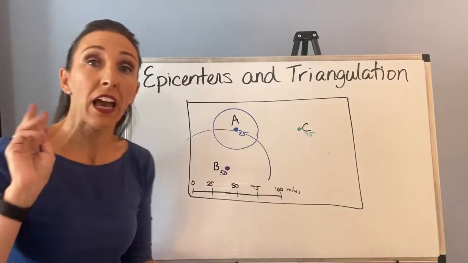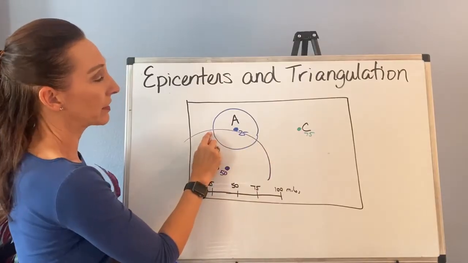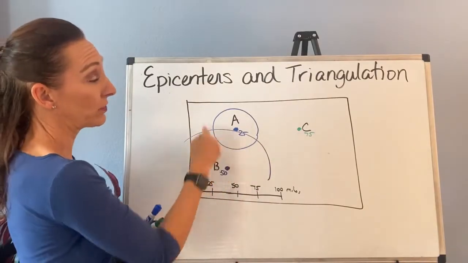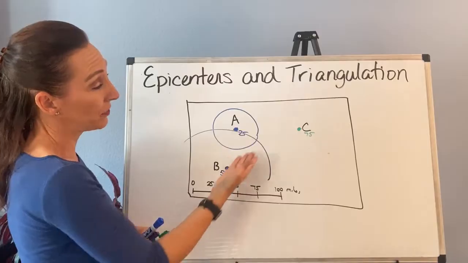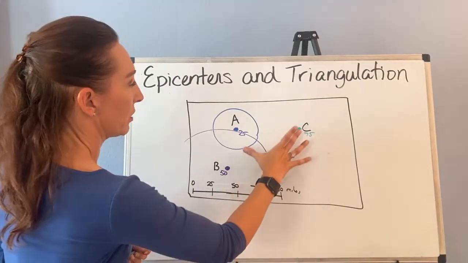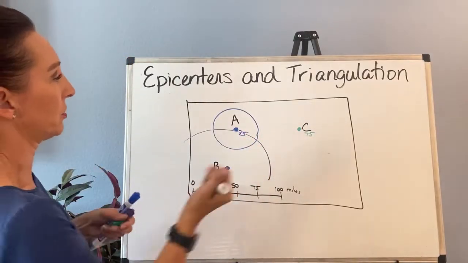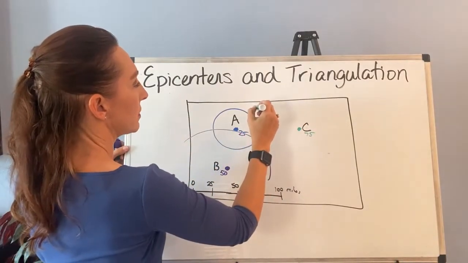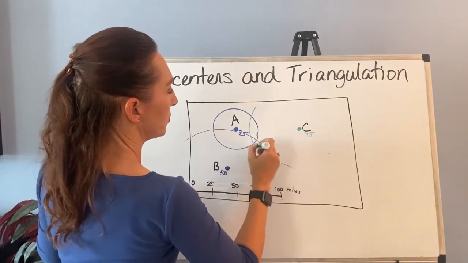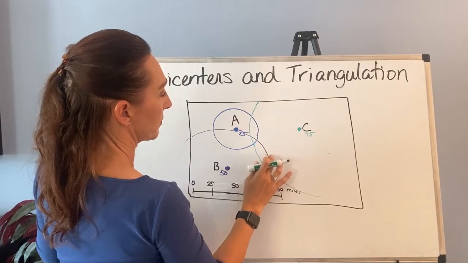So now we know we have 2 possible locations. It's either here or here, because both of those locations are 25 miles away from A and 50 miles away from B. Then we would take our C location, which I've got a little bit off there, but our 75 miles would come in something like that on our map.